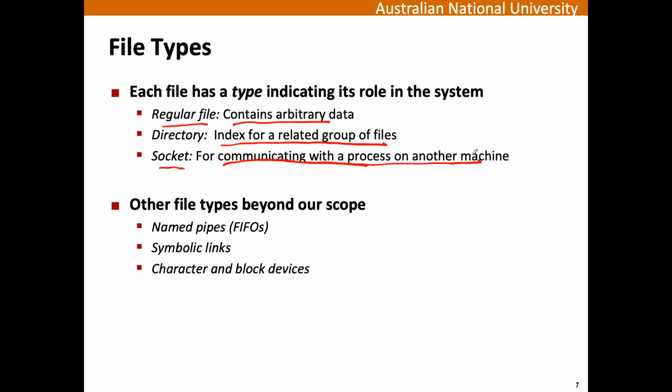There are other types of files, pipes, links. We are not going to touch upon these. And character and block devices: in Lab 7, you are either looking at it or you will look at it if you haven't done the lab already. We'll explain what character and block devices are, what the difference is, and how they operate.